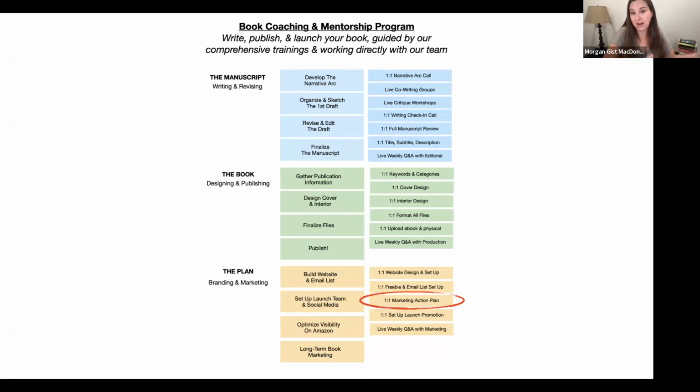We're going to help you by creating a one-on-one marketing action plan. We call it a book marketing roadmap. It's a 65-page document where we help identify exactly where we believe you're going to find readers most easily for your book. Optimize visibility on Amazon. That's what our team does, again, all day, every day. Keywords, categories, promotions on Amazon. We got that dialed in.